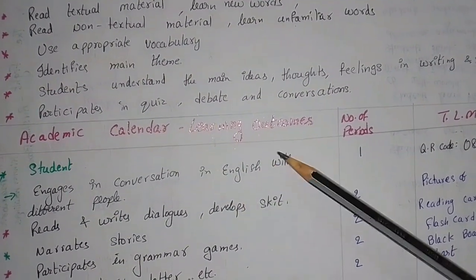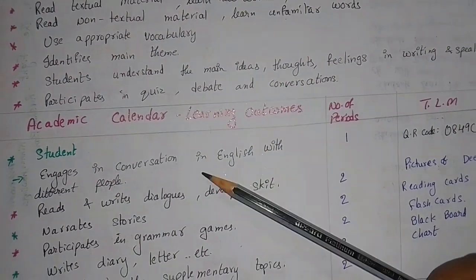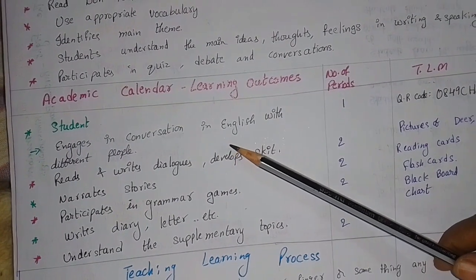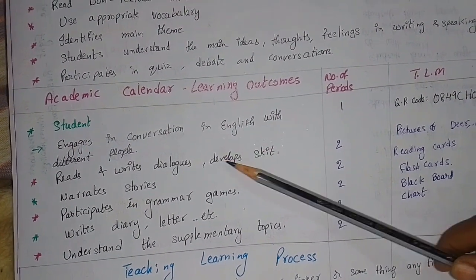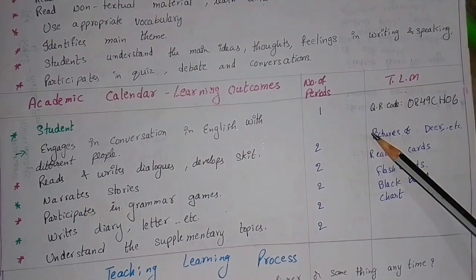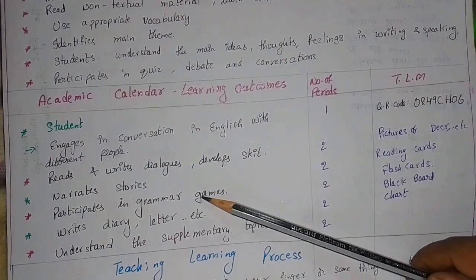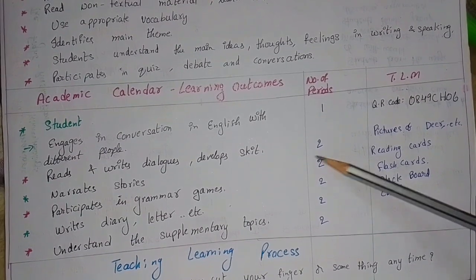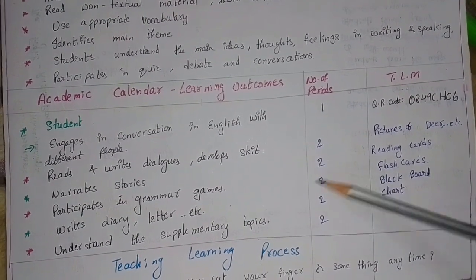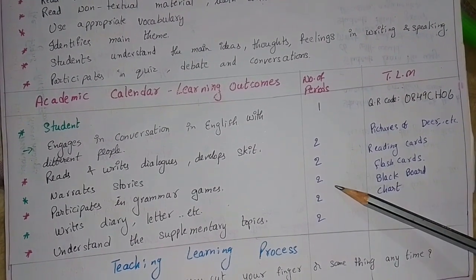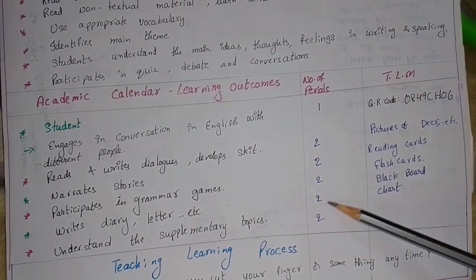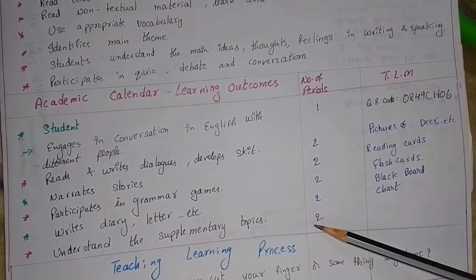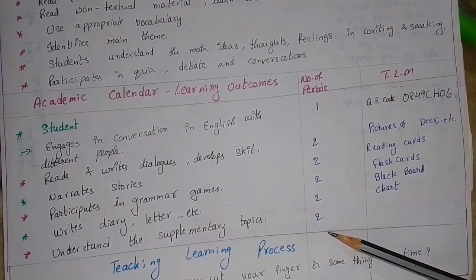Academic calendar, learning outcomes. Students engage in conversation in English with different people. You need one period. Reads and writes dialogues, develops skit. They need 2 periods. Narrate stories, 2 periods. Participate in grammar games, 2 periods. Writes diary, letter, etc. in 2 periods. Understand the supplementary topics, we need 2 periods.